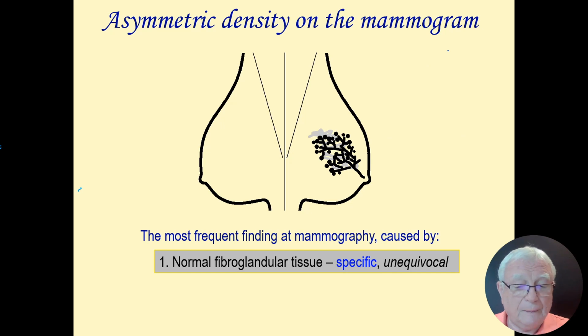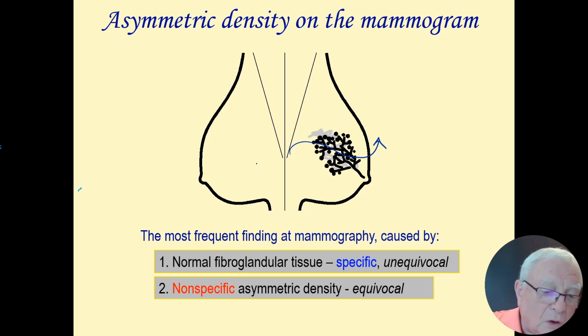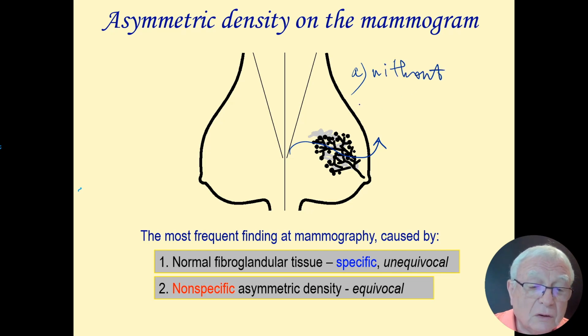Very difficult. Now I raise the bar and go from the unequivocal to the equivocal. And how do I make a distinction between the two? That's going to be a big topic. Non-specific asymmetric density can be without architectural distortion, and it can be with architectural distortion.